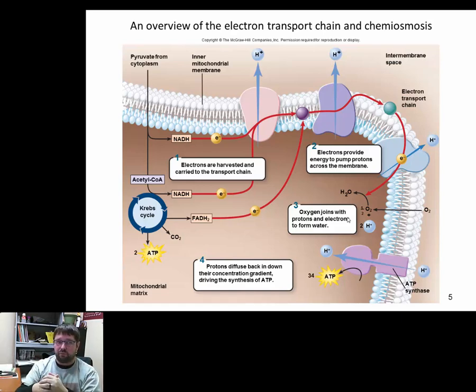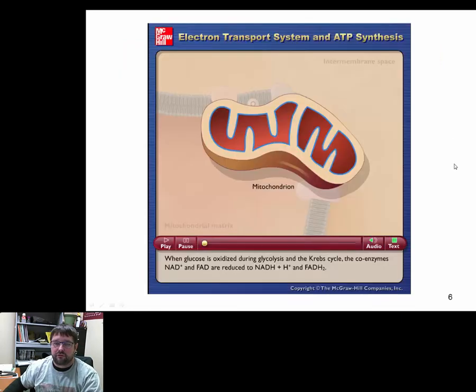Another piece of evidence suggesting that bacteria can do oxygenated cellular respiration. And I'll show you that in a second.